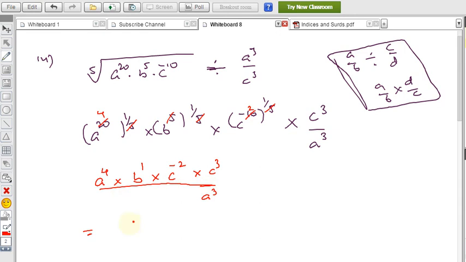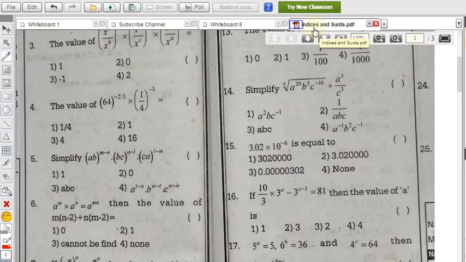Okay, a power 4 by a power 3 is a to the power 1, into b to the power 1, into c power minus 2 plus 3 is c power 1. So a, b, c. A into b into c is the answer for this. A, b, c is given. Yes.